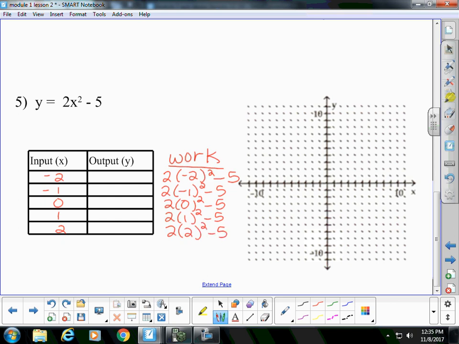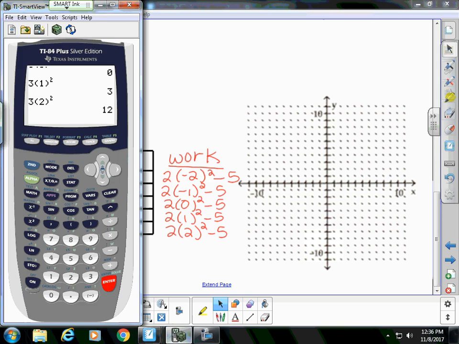Again, the parentheses are important on this one because they serve 2 purposes. One is for multiplication, and 2, when you're squaring those negatives, you have to have them in parentheses. But even with the positives, I need them there so that the calculator knows the 1 squared is being multiplied by the 2. Okay, so 2, and then parentheses, my -2, it's going to be squared, and then it's going to be multiplied by the 2, and then subtracted by 5.